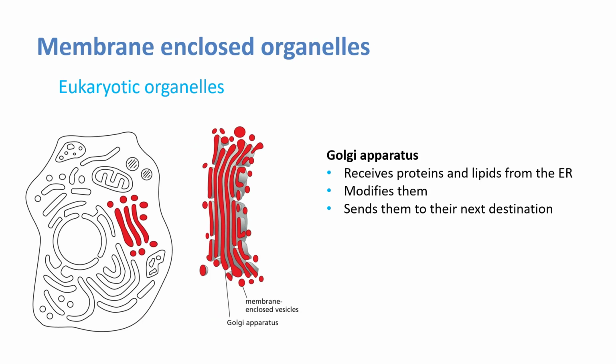The Golgi apparatus is another membrane-enclosed organelle. What it does is receive proteins and lipids from the endoplasmic reticulum. It then carries out a variety of potential different modifications to those proteins and lipids, and then it sends them on to their next cellular destination.